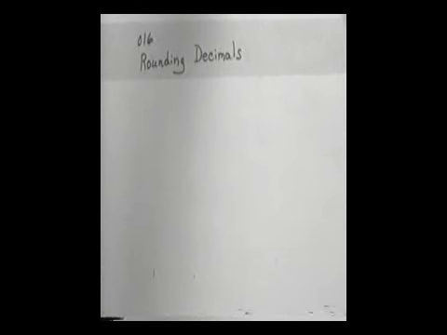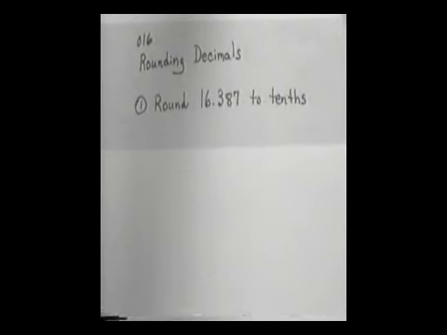The last thing we want to talk about in today's lesson is rounding decimals. Let's first of all round the decimal number 16.387, and we'd read that 16 and 387 thousandths. We want to round that to tenths. What that means is when we write our number down, we only want to have tenths. We don't want to have any more decimal places.